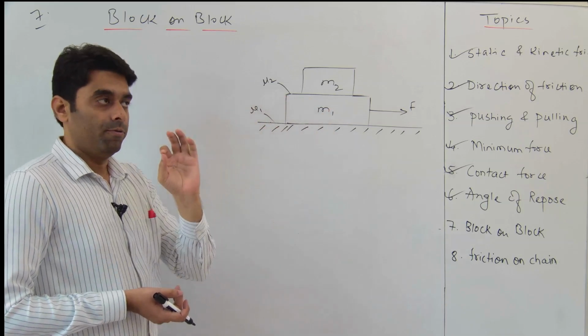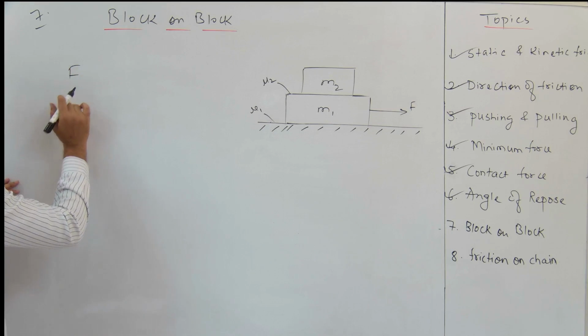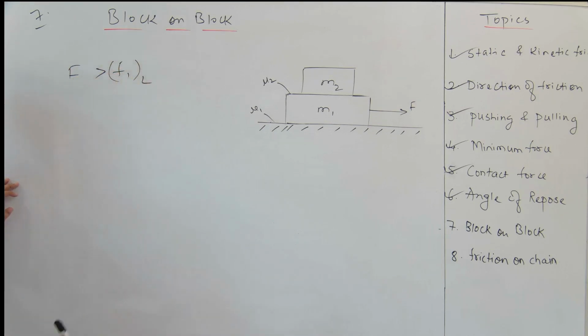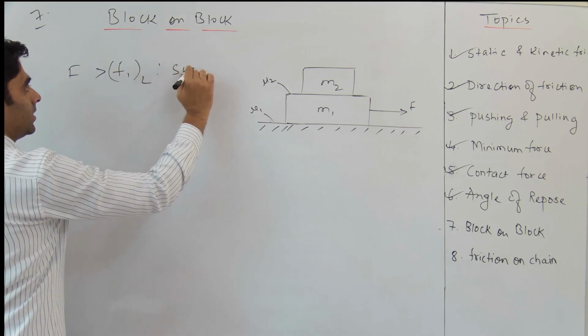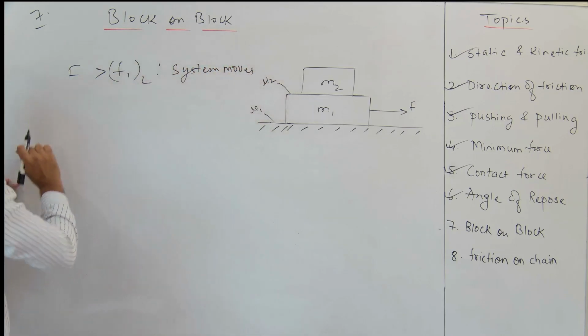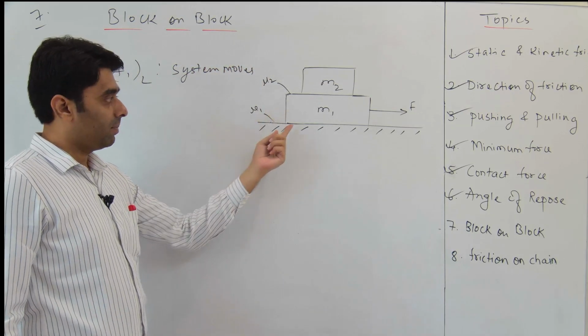on m1. When the force acting on block m1, F, will be greater than friction 1 limiting, the system will move. We can say the system moves. This much is the minimum force required. How much minimum force is required? The limiting force, the limiting friction applied by ground on m1.